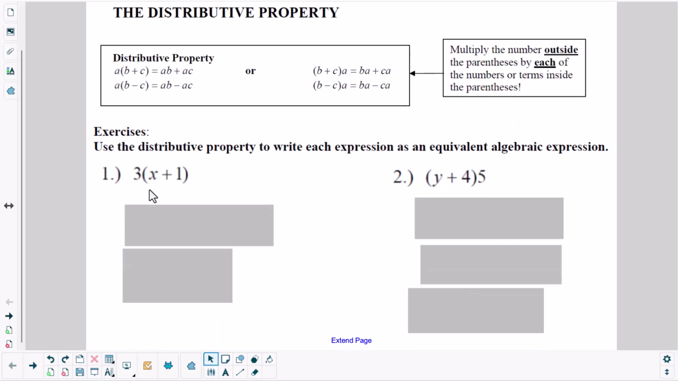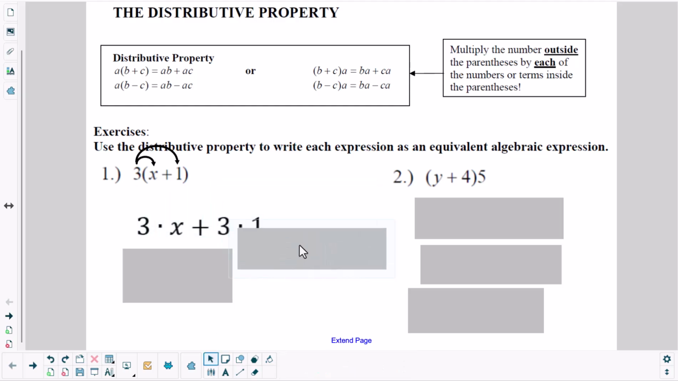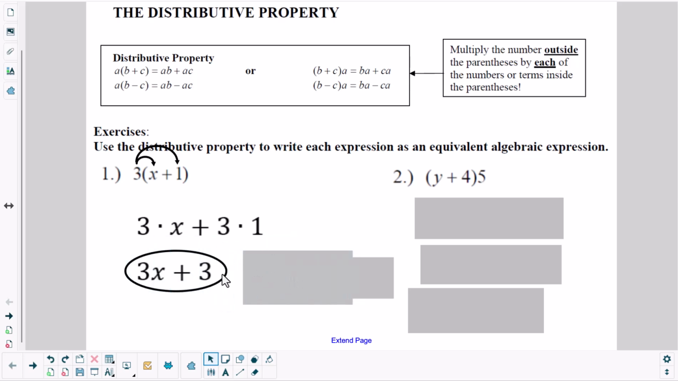In our first set of exercises, we're going to use the distributive property to write each expression as an equivalent algebraic expression. So in this first problem, we have 3, and then in parentheses, x plus 1. So I have to distribute the 3 to both the x and to the 1. So that means I need to take 3 times x plus 3 times 1. Now this simplifies to 3x plus 3, since 3 times 1 is 3. Again, we can probably go right from the very beginning to this step, and our goal is to get there, but I'm always going to show this middle step at least for today's lesson, since we're just beginning with this. 3 times x is 3x, 3 times 1 is 3.